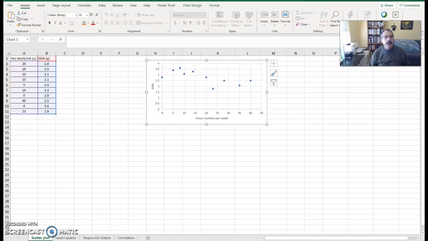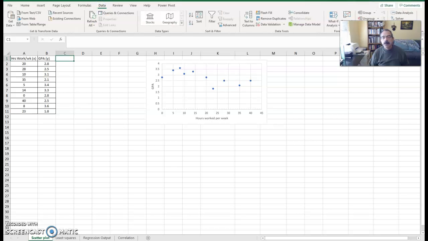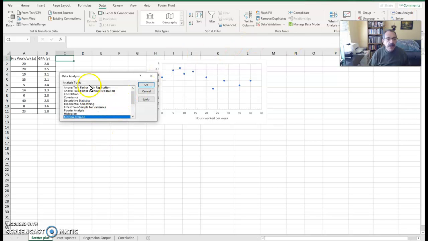All right, so here's the data set. And then we click on Data right here. And then you see the data analysis here at the top. Click on that. And once you click on that, you see that this window opens, and then you look for correlation right here. So once you select correlation, I click on it, then click OK.